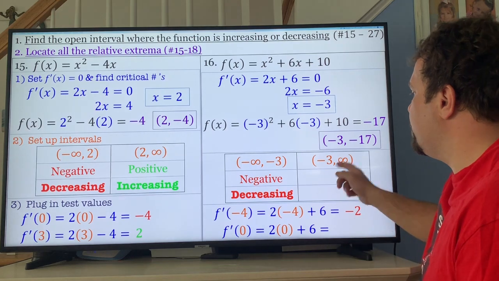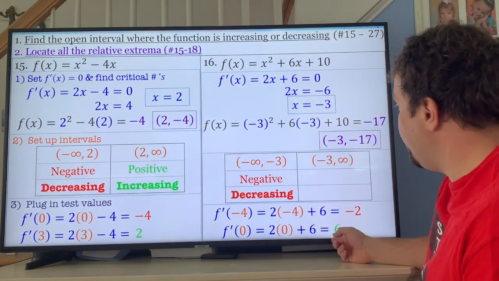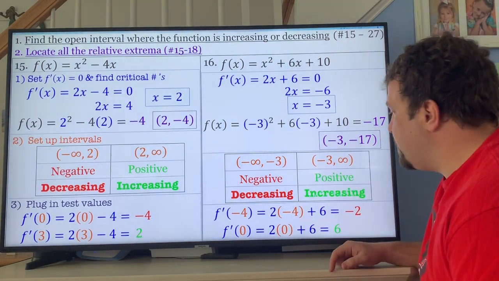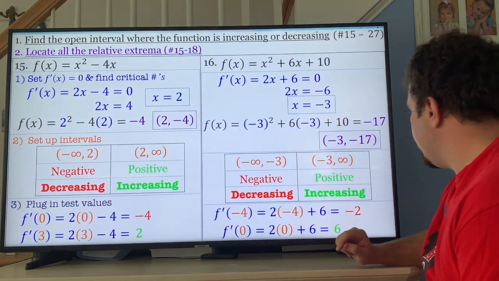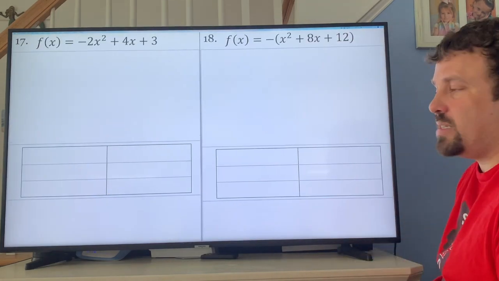Good number here is 0. 0 plus 6 is 6. If you pick 1, 2 plus 6 is 8. If you pick -2, -4 plus 6 is 2. All cases are positive. It means it's increasing. So you're going to decrease, then increase, meaning this point right here is a minimum. All right? Good. Once you do 17, 18, the same exact way.